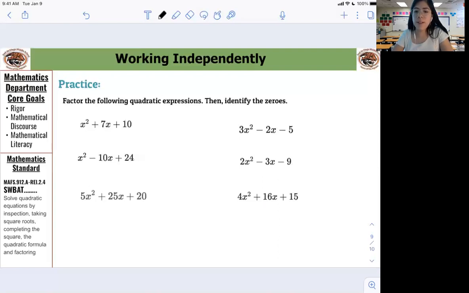Cool. All right. I posted it on Teams. It's there. Good luck on it. Send me your answers when you're done with it. And tomorrow we're just going to review everything we learned this week.